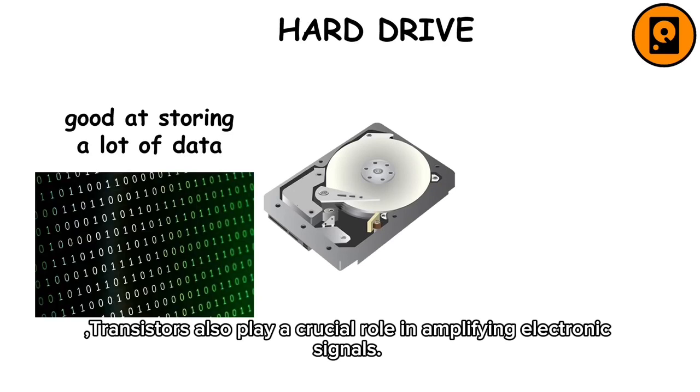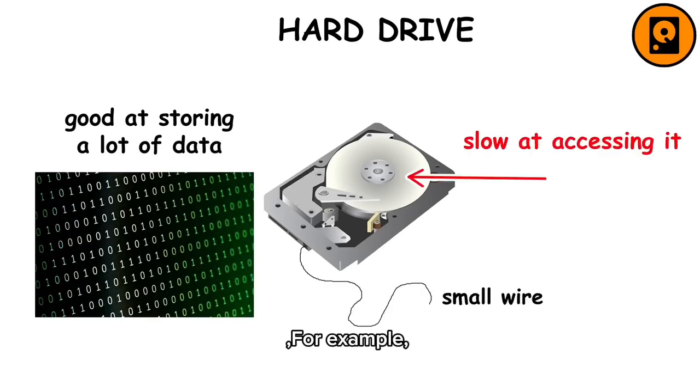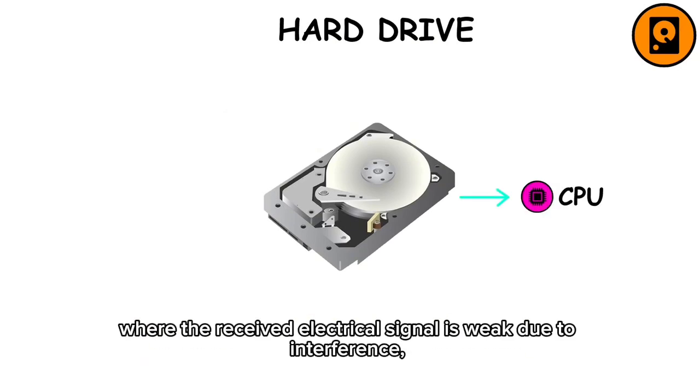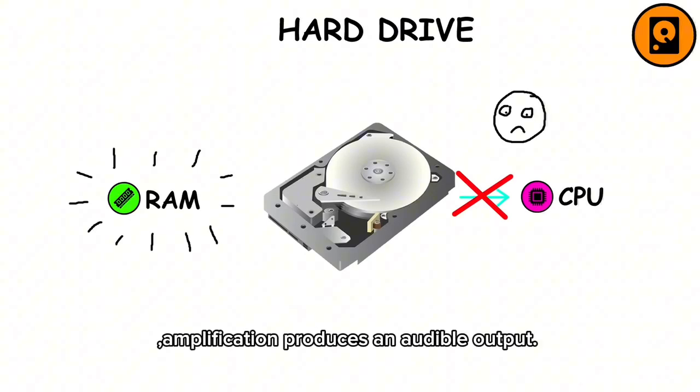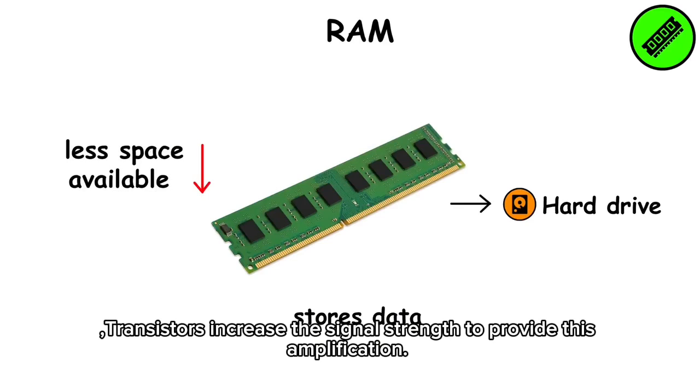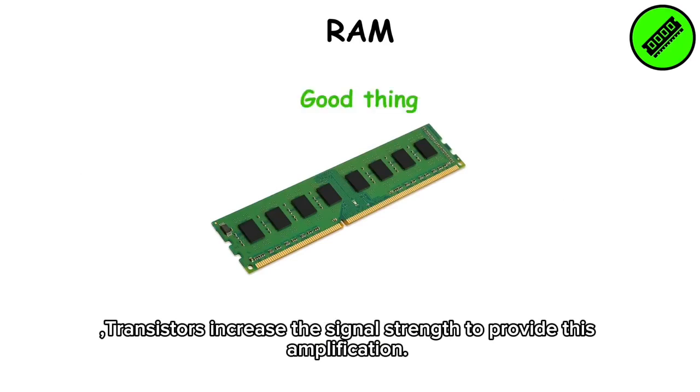Transistors also play a crucial role in amplifying electronic signals. For example, in radio applications such as FM receivers, where the received electrical signal is weak due to interference, amplification produces an audible output. Transistors increase the signal strength to provide this amplification.